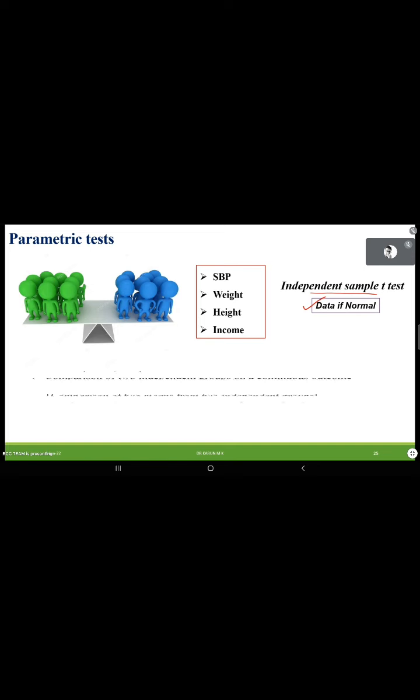So independent sample t-test is a parametric testing procedure to compare the average value of any continuous variable between two independent groups. What is the main assumption? The data should follow normality. So whenever you want to compare any quantitative variable which follows normality between two independent groups, males and females, something like that, then you can go for independent sample t-test. Clear, no?